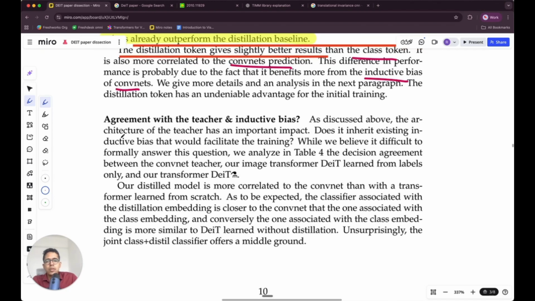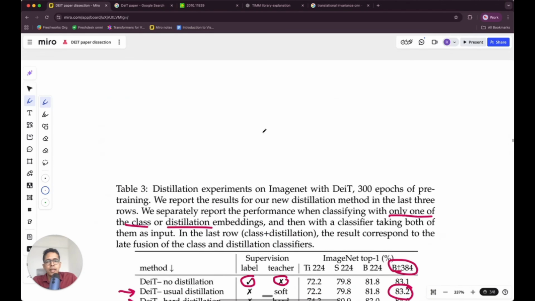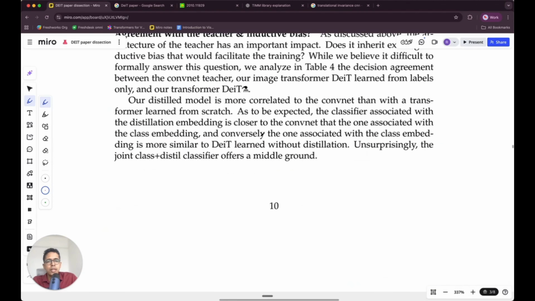As discussed above, the architecture of the teacher has an important impact. Does it inherit existing inductive bias that would facilitate the training? While we believe it difficult to formally answer the question, we analyze in table 4. Where is table 4? I think it was table 3. Okay, so we are yet to see table 4.